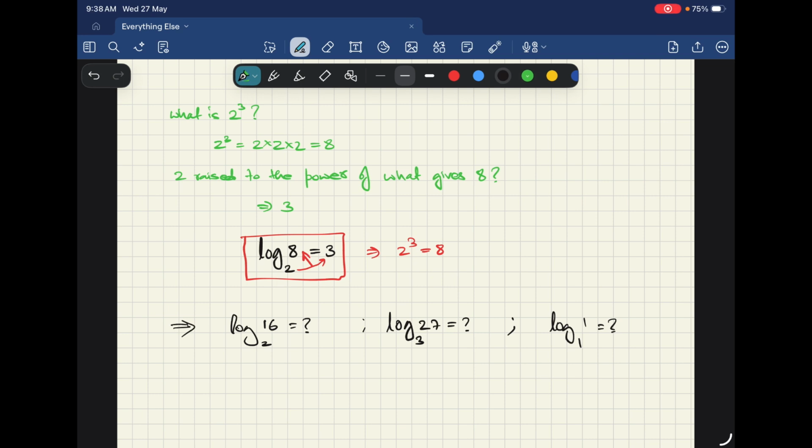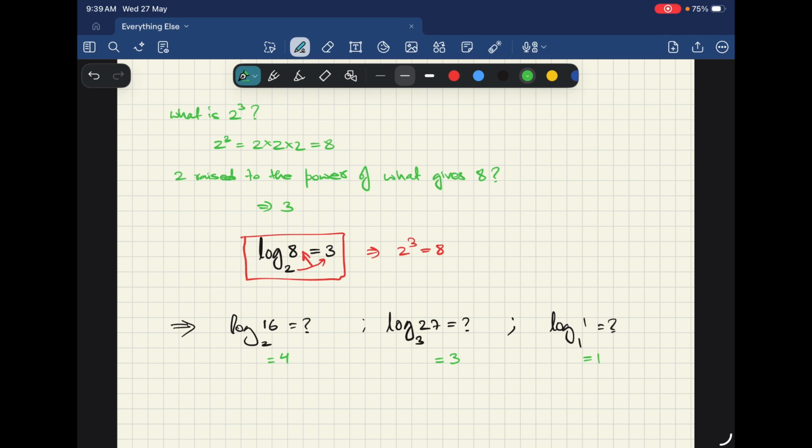Okay, the answers are: log of 16 base 2 is 4 because 2 raised to the power 4 is 16. Similarly, log of 27 base 3 is 3 because 3 raised to the power 3 is 27. And log of 1 base 1 is actually, you will say that's just 1, because 1 to the power 1 is 1, but 1 to the power 2 is also 1. 1 to the power 3 is also 1.